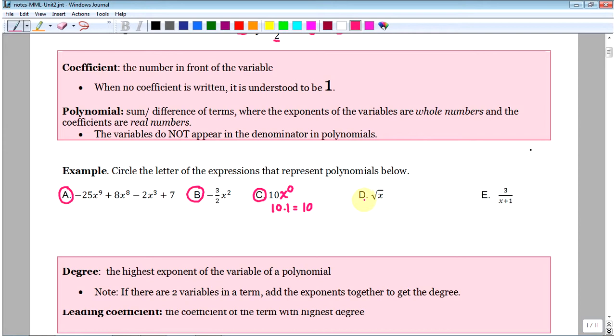If I look at part D, we're dealing with the square root of x. This is something that is not in the form of a polynomial. What you're going to learn in a later video is that when you take the square root of something, you can rewrite that as whatever's under the square root raised to the 1/2 power. So 1/2 is not a whole number, therefore this is not a polynomial. When I look at E, notice I have variables in the denominator. Therefore, this too is not a polynomial.